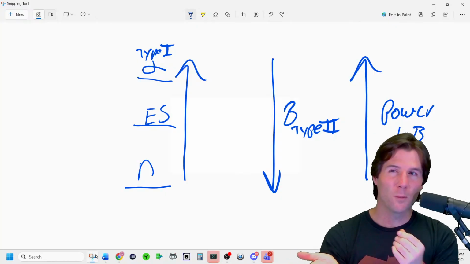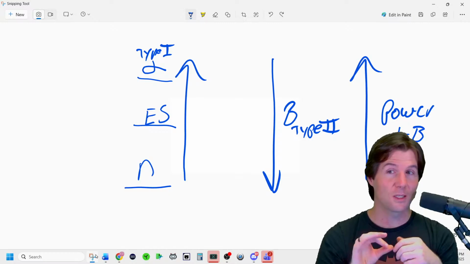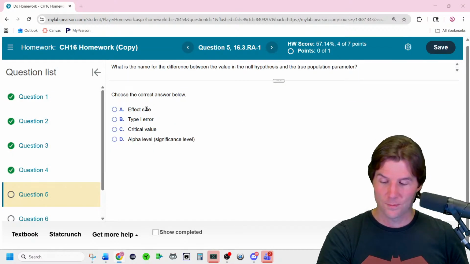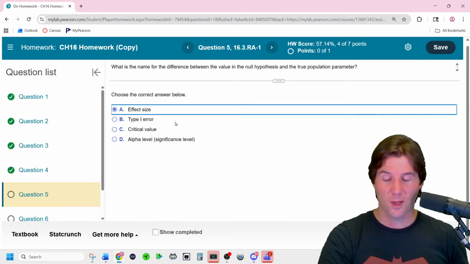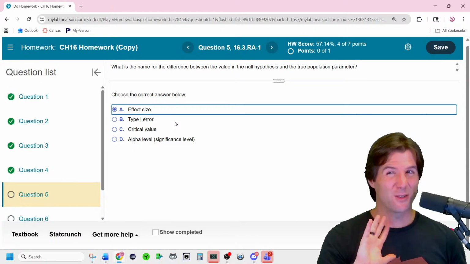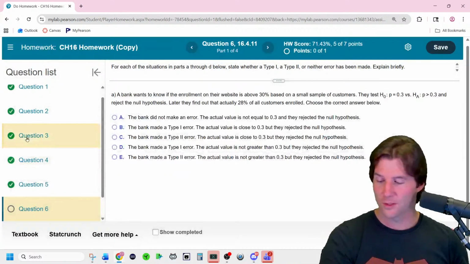If it helps it only by 1 point, that'd be hard to detect. But if it helps it by 20 points, that'd be a lot easier to detect because it's a bigger effect. So the effect size is the difference between the null and the truth. Type 1 error is a false positive when you reject the null and the null is true. Critical value is the point at which we reject, not used a lot in this class. And alpha level is the percent of time we reject the false null.